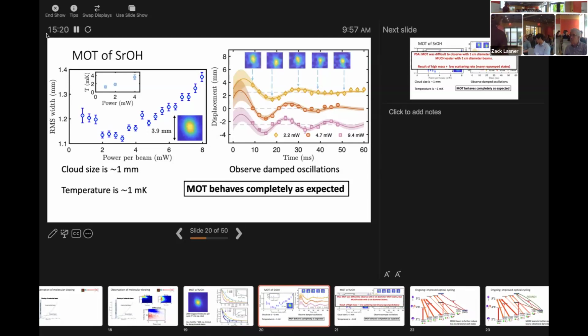Normally that's off during actually holding the MOT, and then we turn that off, and they'll ring down, and this works at all sorts of different capture parameters. And really all this slide is telling you is the MOT behaves completely as expected. This is just in some sense a boring MOT, except it's exciting to us because it's SrOH.